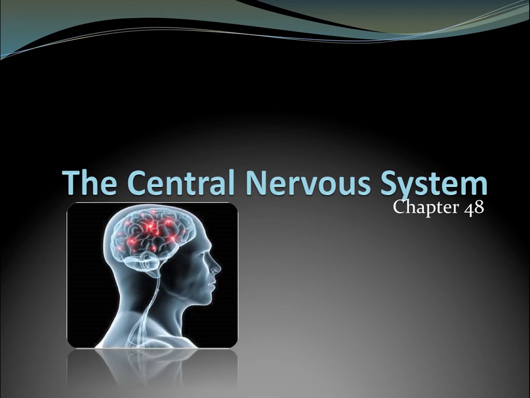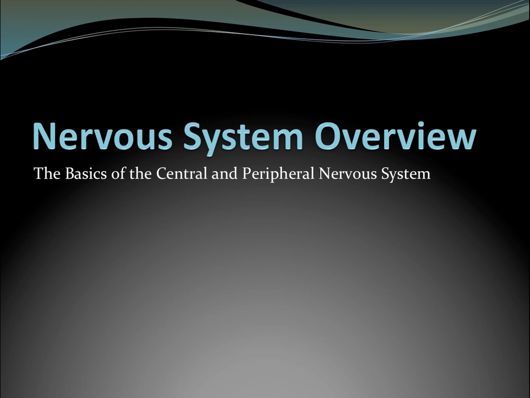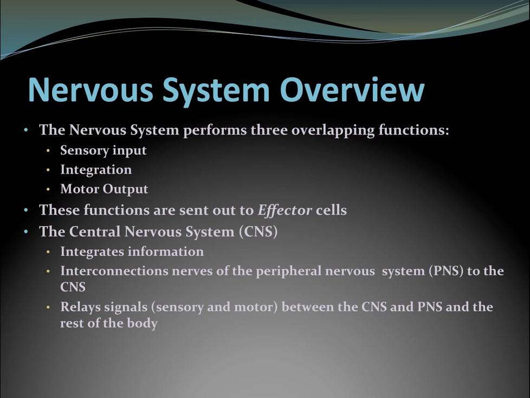All right, so today we're going to be looking at the central nervous system. This is all from the chapter 48 reading that you had done the previous day. And in this first section, we're going to be looking at the basics of the central and peripheral nervous system, also known as the CNS and PNS, respectively.